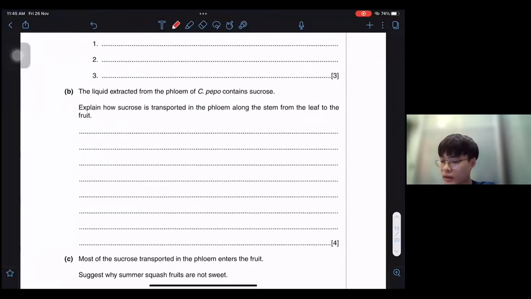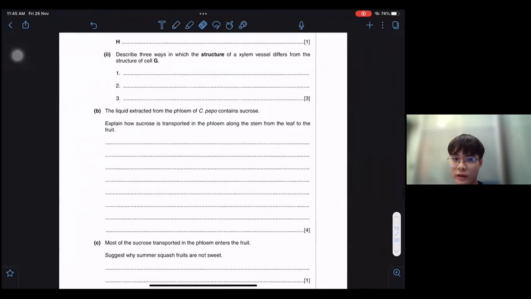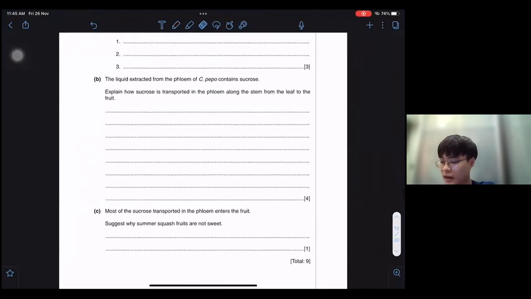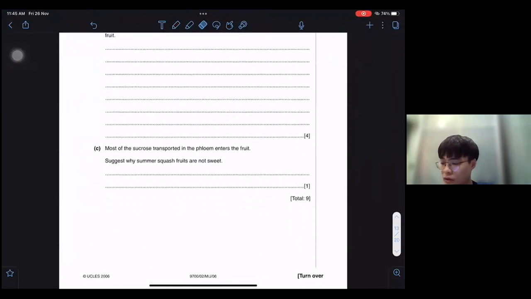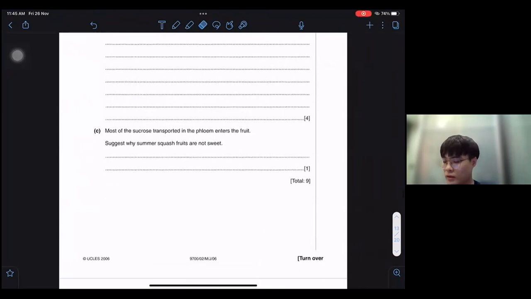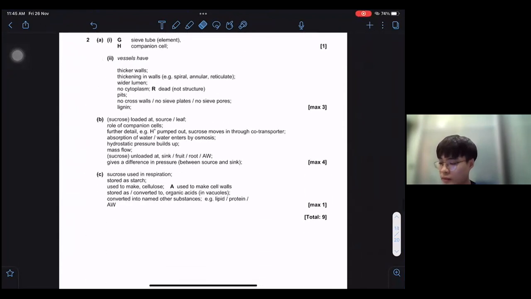Okay, for B, this question I will skip first because I will explain it further at the back. And for C, most of the sucrose transported in phloem enters the fruits, suggest why summer squash fruits are not sweet. So we look at the mark scheme.